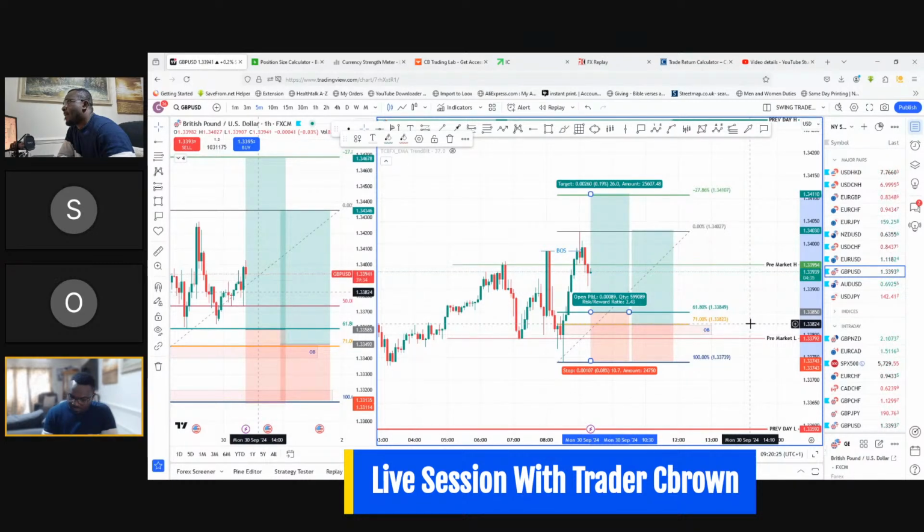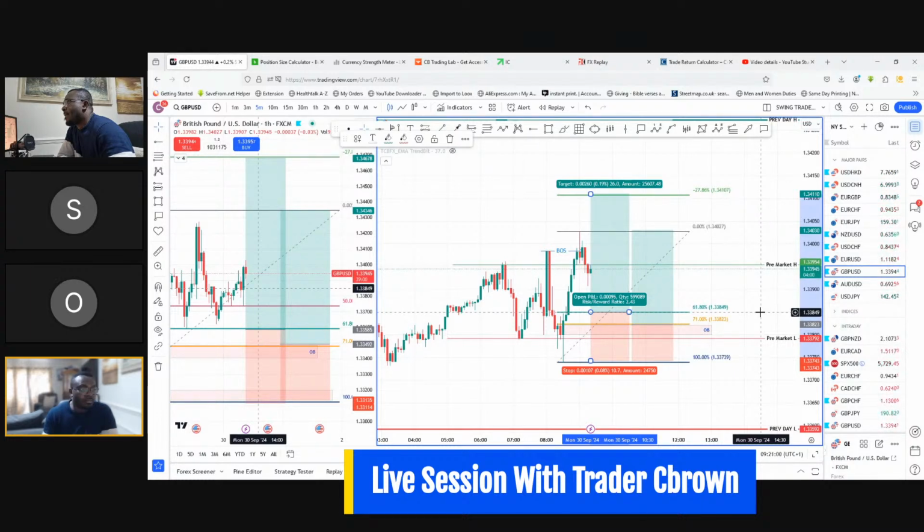Stop loss 1.33739. Then take profit will be 1.34107. So that is on 1.25 lot. That's the first trade, the first entry.